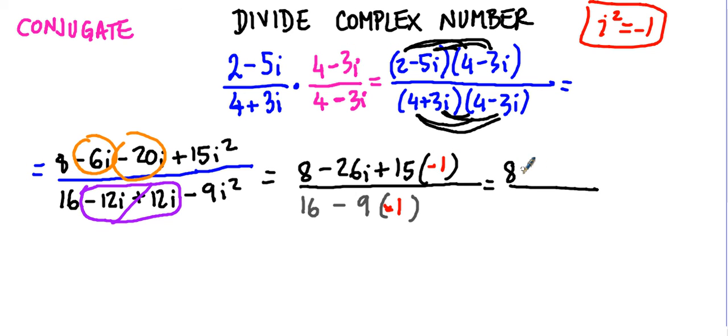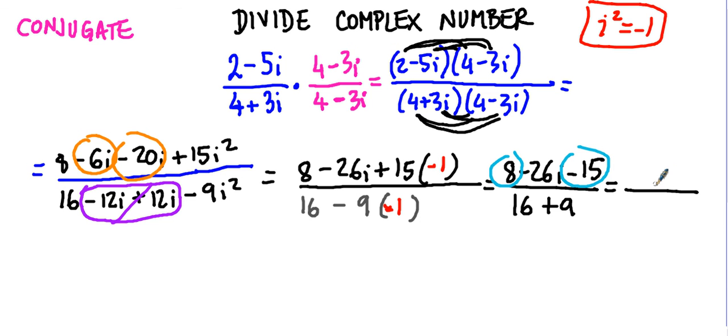So now we have 8 minus 26i. Positive 15 times negative 1 is negative 15. In the bottom we have 16. Then negative 9 times negative 1 is positive 9. So let's simplify further. On the top we have positive 8 and negative 15, which is negative 7. And then we have minus 26i. And in the bottom we have 16 plus 9, which is 25.